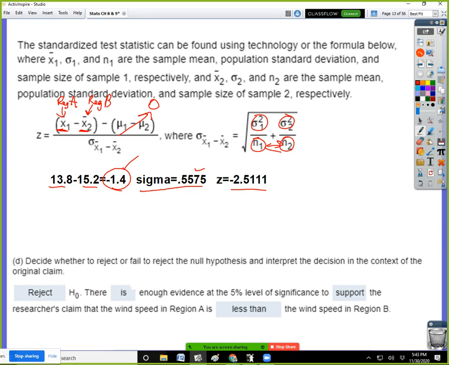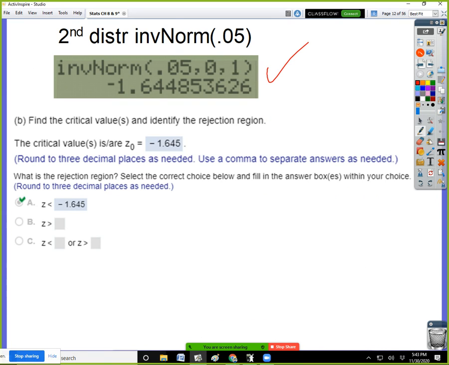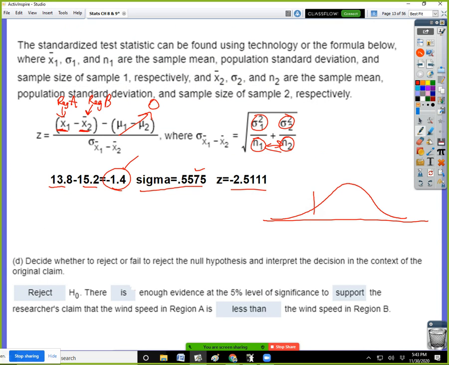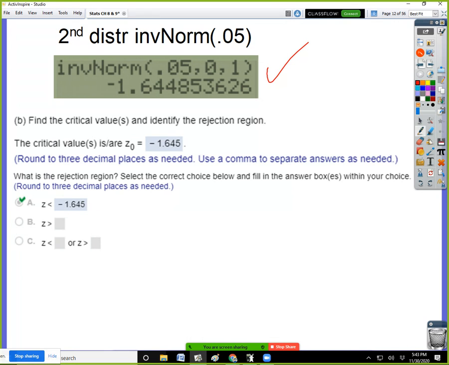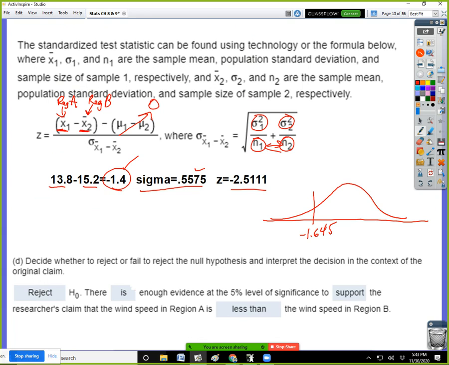So then you look back at, you had what, 1.645? Right? Once I round that, okay? And then my number, minus 2.51. Okay? So it is in the reject region. So, reject.